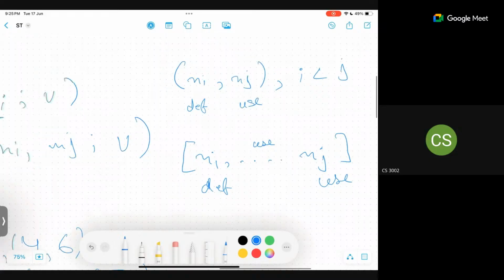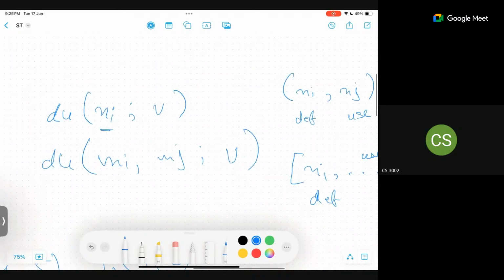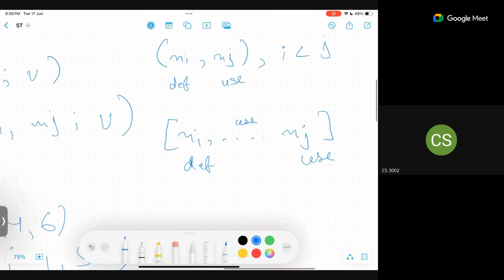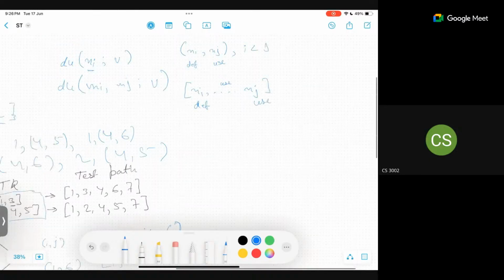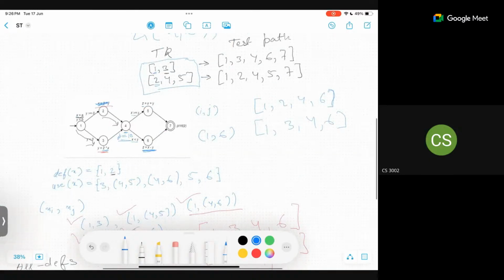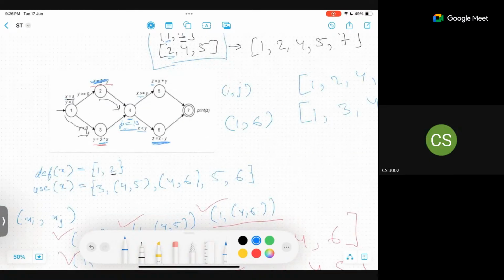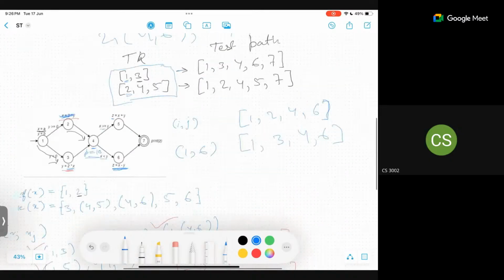So everything that you see in du of ni, v, or du of ni, nj, v, is basically all the def clear paths. And the def pair set is basically your du pair set, I mean all the du pairs. This one, the Cartesian product of this. Is this okay? Yes. Okay.